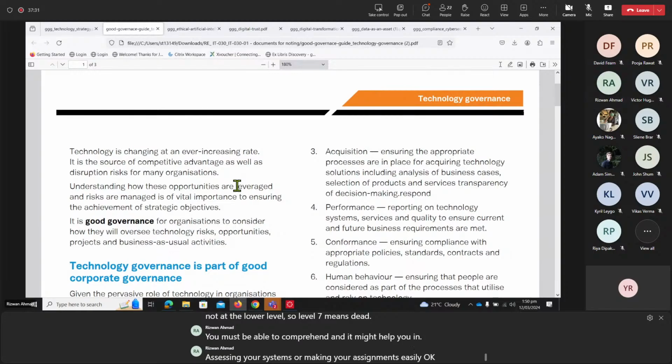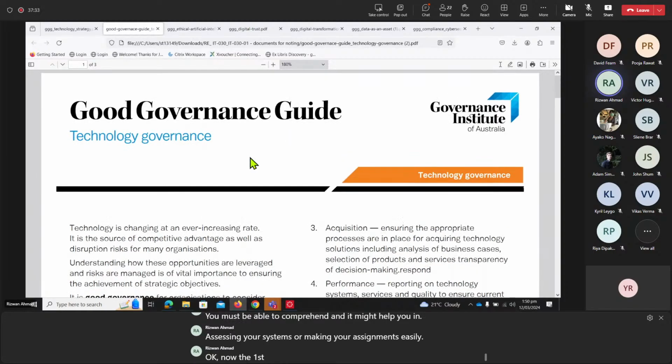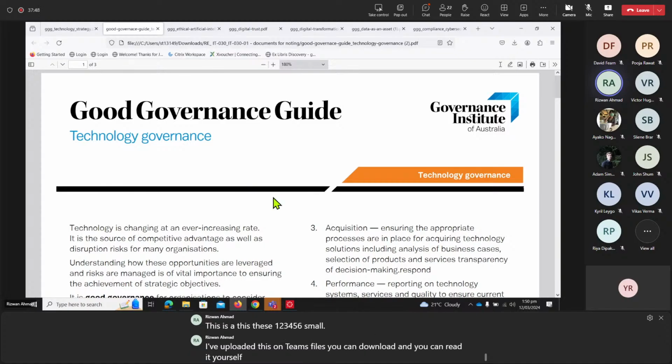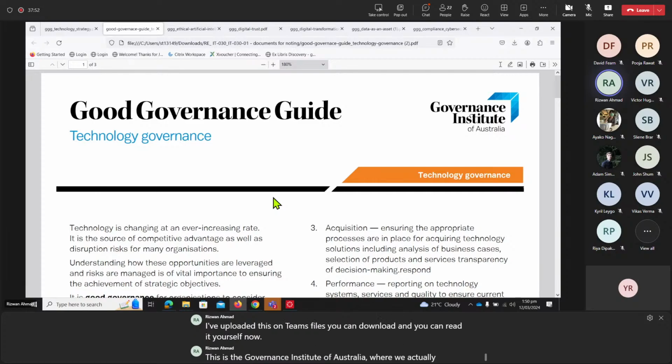Okay. Now it will be a small lecture. First, I'm going to give you a background. These are six small documents. I've uploaded them on Teams files. You can download them and read them yourself. Now, this is the Governance Institute of Australia, which we actually follow.